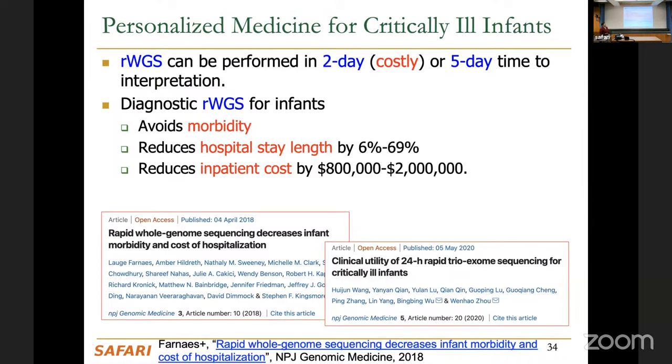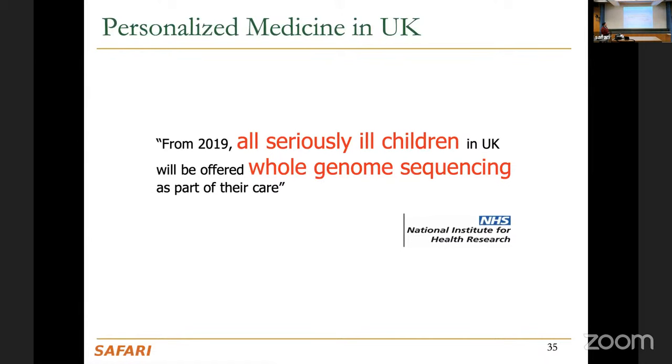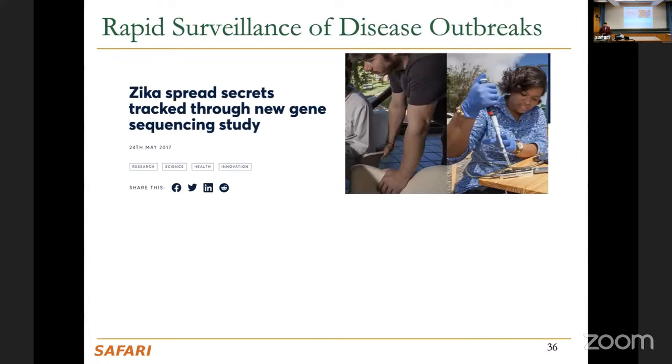So this is done by the rapid whole genome sequencing, which is basically referred to as RWGS here, meaning we're sequencing the entire genome in a rapid way. And this is actually a requirement by the UK since 2019 that all seriously ill children in the UK will be offered whole genome sequencing as part of their healthcare. So you can see how important it is to do it really fast.